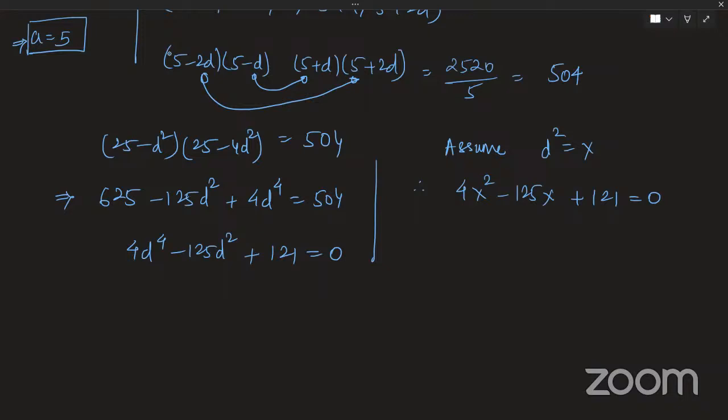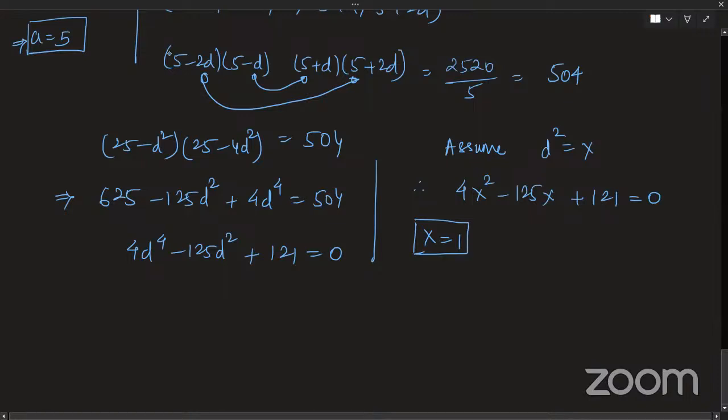But why will you do all that? Just use a very small trick. See, one root is very clearly visible to me. x is equal to 1 is clearly one of the roots. If you see clearly over here, if you substitute x is equal to 1, you will get 0. So x is equal to 1 is one of the roots that I have got. Right?